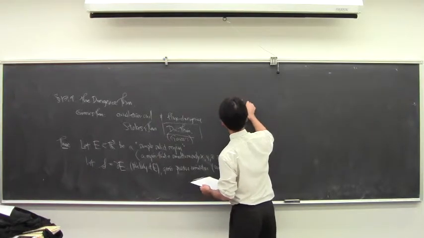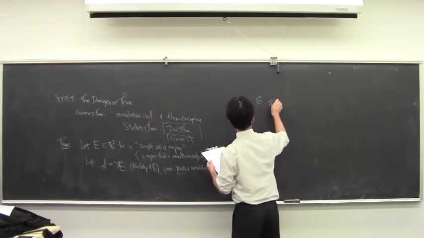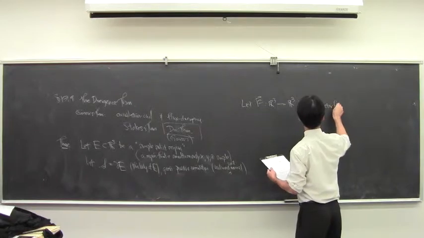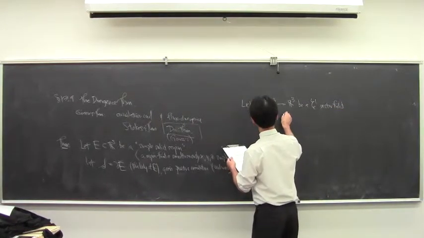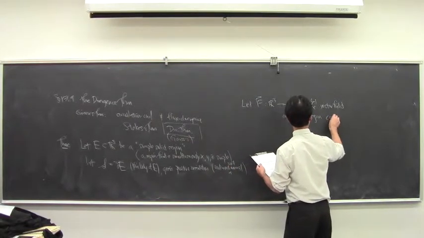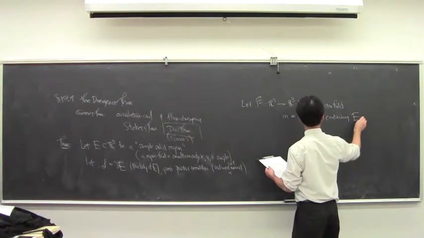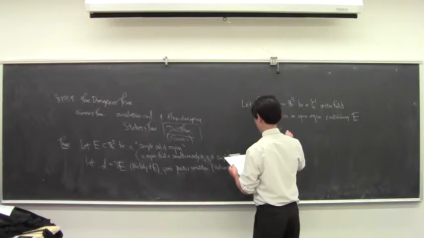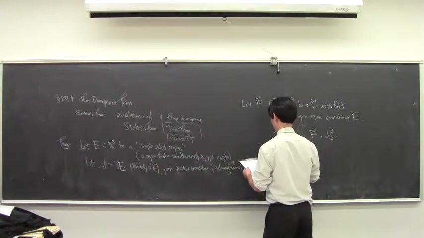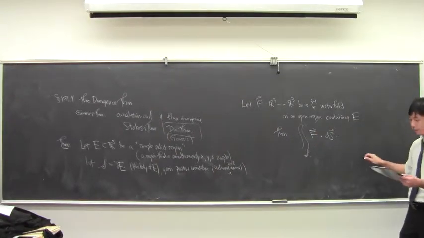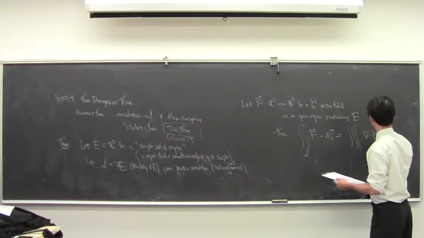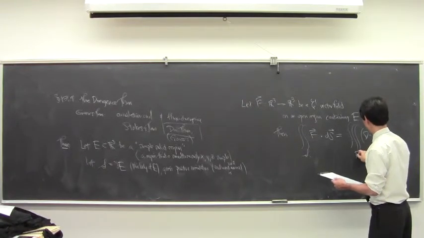Now, as usual, you need a vector field. So let F be a C1 vector field on an open region containing E. Then the flux of the field through the surface equals the integral of the divergence over the solid.